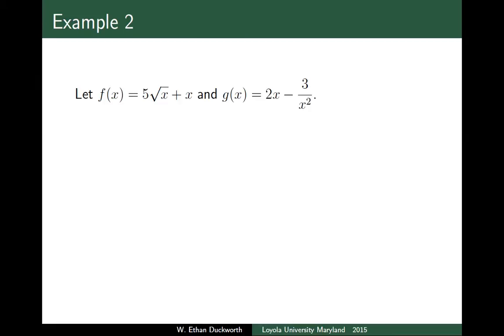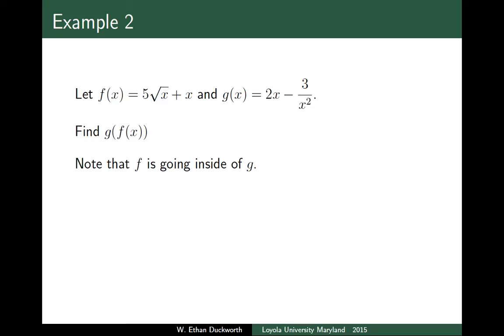So in this example, the formulas look a little more complicated. They've got a square root of x and something over x squared. And also I've changed one other thing in this example. It says find g of f of x. Do you see what I changed? It's f that's going inside of g this time. So that's just the opposite way around from the last example.